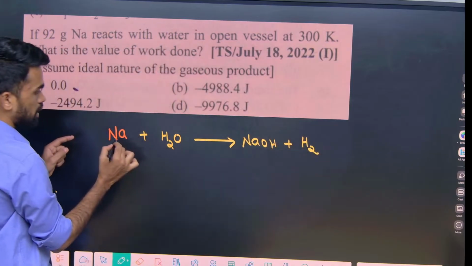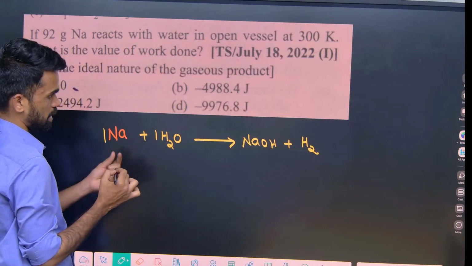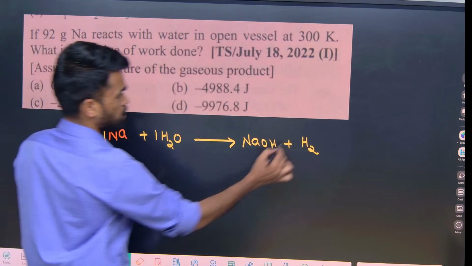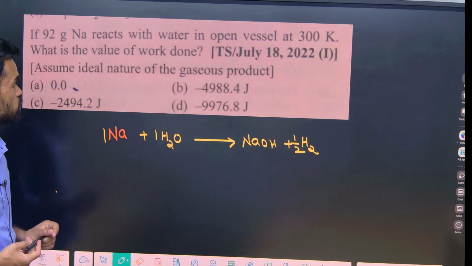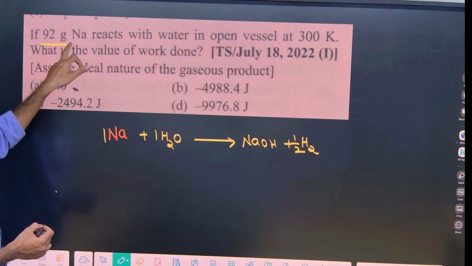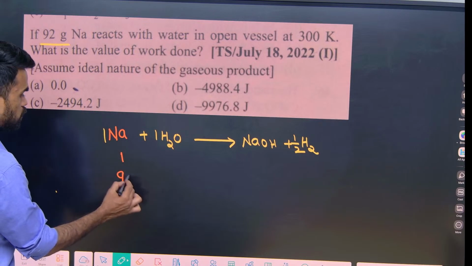So if I take 1 mole of sodium and 1 mole of water reacting, it will form half a mole of H2 gas. This is as per the balanced equation. Now, how many grams have they given? Previously, as per the equation, 1 mole was mentioned as 92 grams.